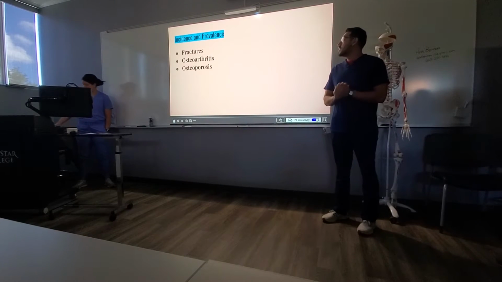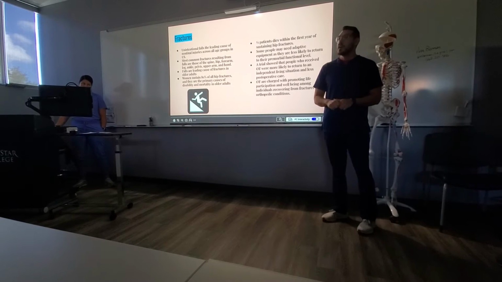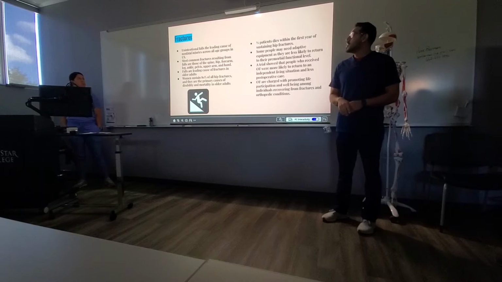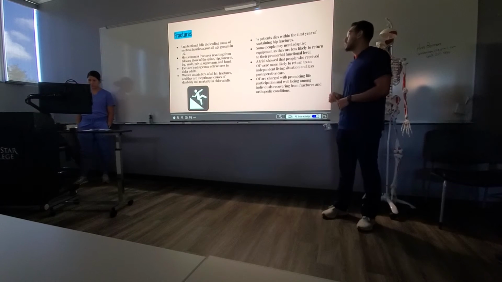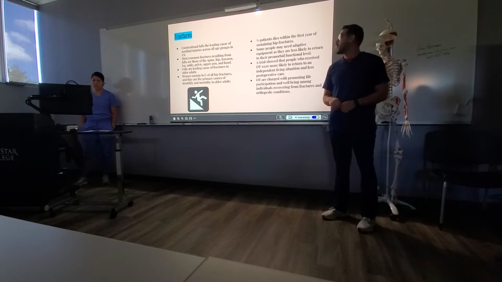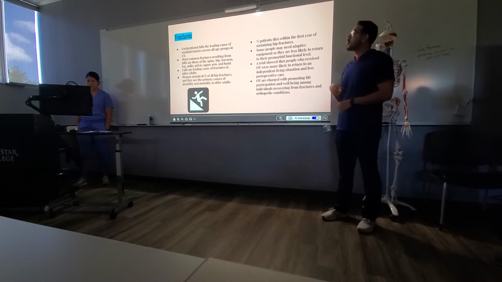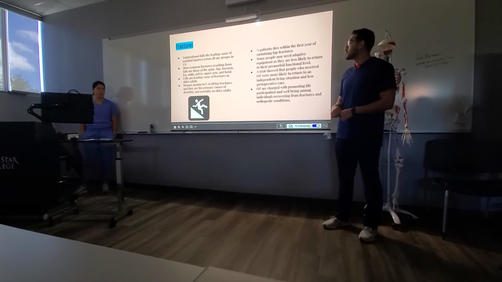All right, now we're going to get into incidence and prevalence of fractures, osteoarthritis, and osteoporosis. So fractures. Unintentional falls are the leading cause of non-fatal injuries across all age groups in the United States. Most common fractures resulting from falls are those of the spine, hip, forearm, legs, pelvis, pretty much everything, unfortunately, of the upper extremities and lower extremities.